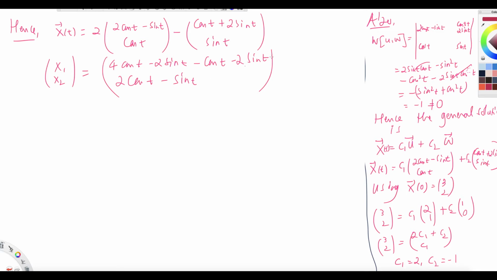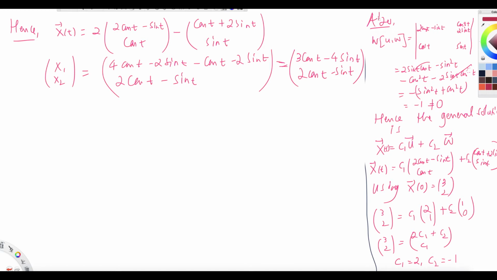So which is the same as, 4 cosine t minus cosine t will be 3 cosine t, and minus 2 sine t minus 2 sine t will be negative 4 sine t. And then there is 2 cosine t minus sine t. This is the very last solution. The top one is for x1, the bottom one is for x2.